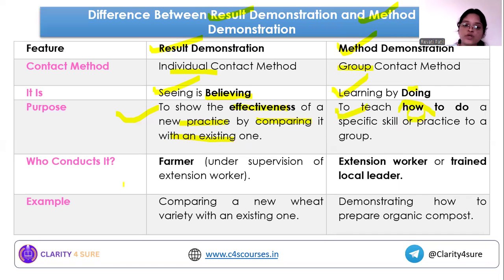Okay, who is going to conduct result demonstration? It is a farmer who conducts the result demonstration, and method demonstration is conducted by an extension worker or a trained local leader only. An example of result demonstration is comparing a new wheat variety with an existing one, and an example of method demonstration is demonstrating how to prepare organic compost. So yes, here the keyword is how, and here the keyword is effectiveness by comparing it with the existing one.